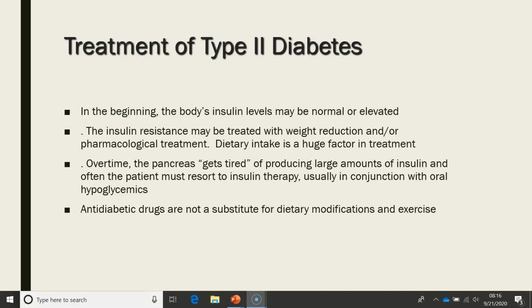So that's where there's a misconception with people who have type 2 diabetes, that if they're on anti-diabetic drugs they no longer have to worry about their diet or exercise. So let me reiterate that one more time. Anti-diabetic drugs are not a substitute for dietary modifications and exercise.